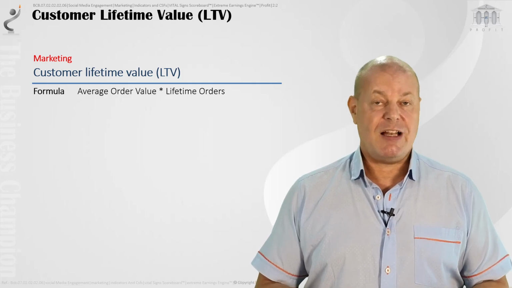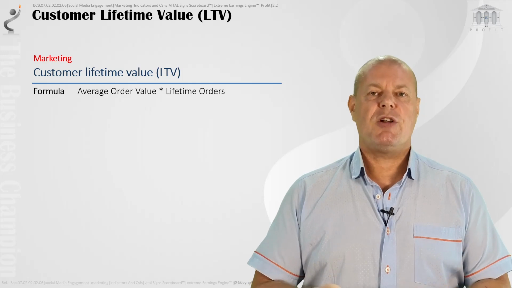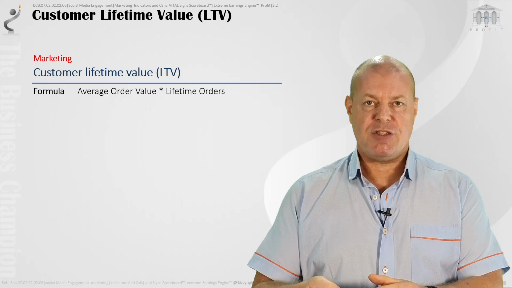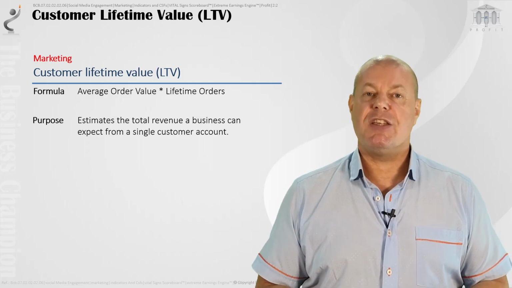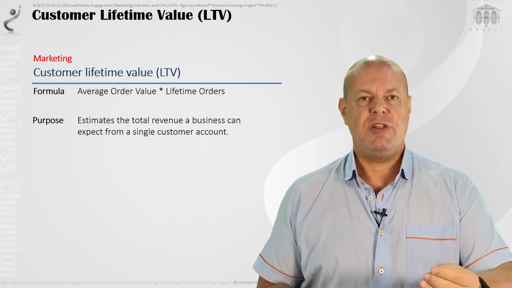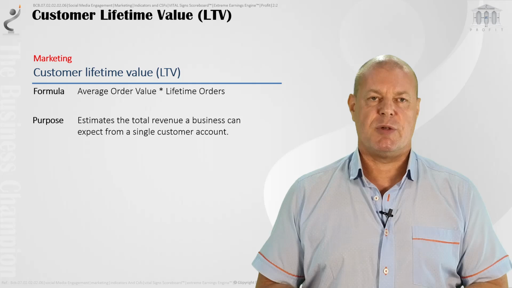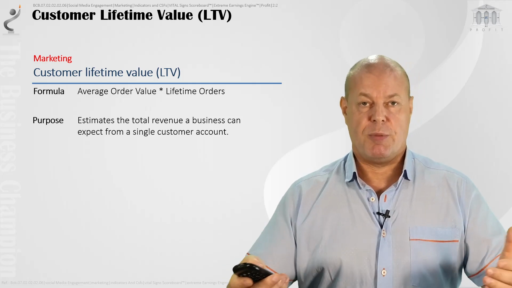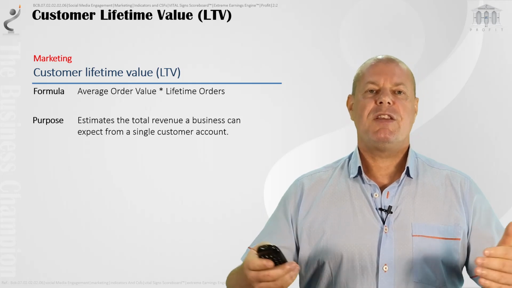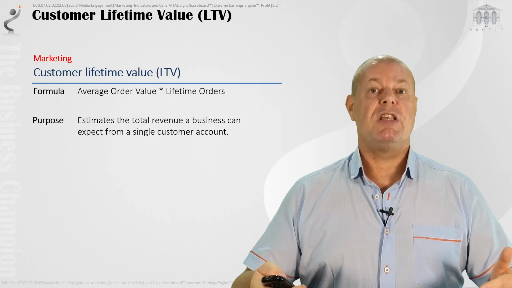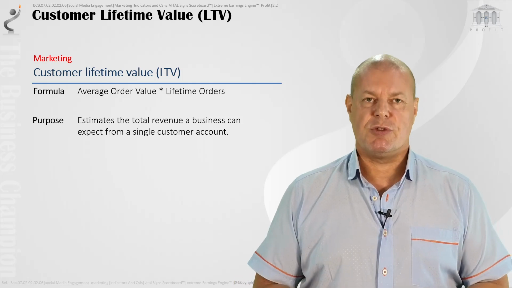The formula for calculating this is how much does a customer on average spend when they buy something, and how many times do they buy. The purpose of this is to understand how much revenue you can get from a single customer. And then of course you multiply by the number of customers you have. By doing this, you can find out how many customers you need, and what the revenue is, to meet your goals.